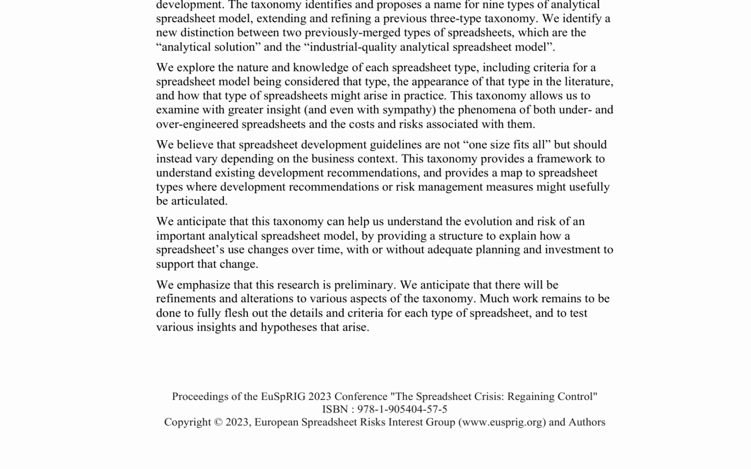The proposed taxonomy identifies 9 types of analytical spreadsheet models, including the newly distinguished analytical solution and industrial quality analytical spreadsheet model. Each type is characterized by its use case, development criteria, and appearance in literature, allowing for a deeper understanding of under- and over-engineered spreadsheets and their associated costs and risks. The authors argue that spreadsheet development guidelines should vary depending on the business context, and this taxonomy provides a framework to understand existing development recommendations and identify areas where new guidelines or risk management measures can be developed.